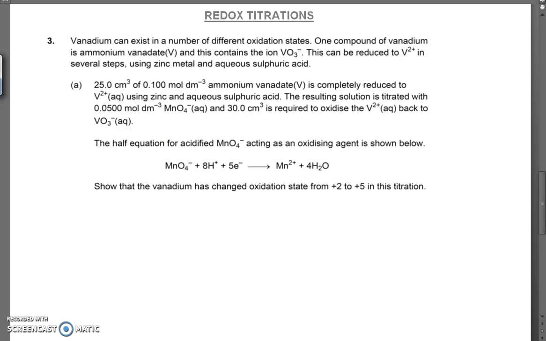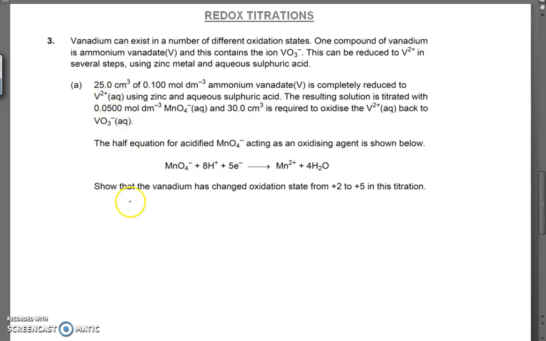oxidizing vanadium 2+ back up to vanadium 5 as a vanadate ion. The question asks us to prove that vanadium has changed oxidation state from +2 to +5 in this titration. So the question starts off with ammonium vanadate 5, that's reduced down to vanadium 2+.